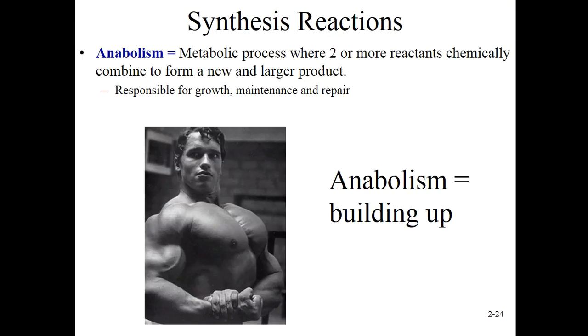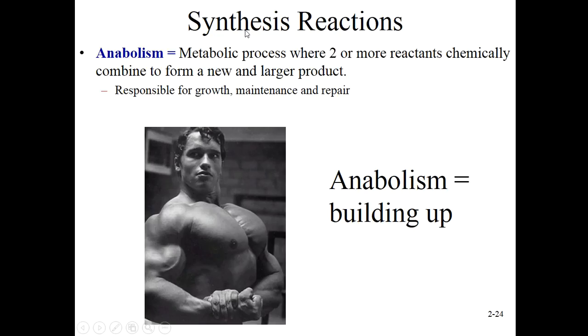Here is a lovely visual. Anabolism, as in anabolic steroids, right? Here's Arnold Schwarzenegger, of course, back in the Conan days. Man, he is just buff, huge. Obviously, he spent a lot of time in the gym, and he's probably had some help building things up, right? Anabolism is a metabolic process where two or more reactants are chemically combined to form a new and larger one.